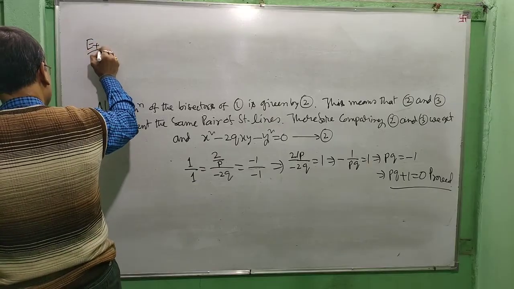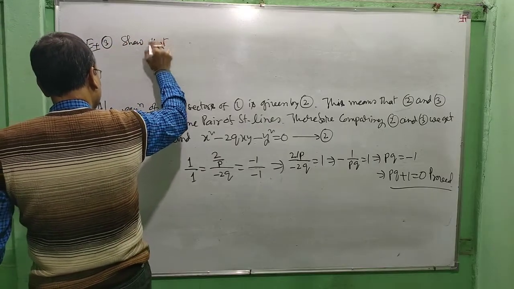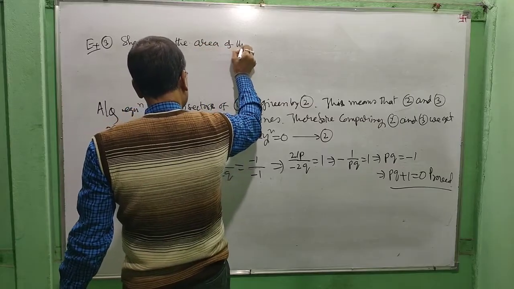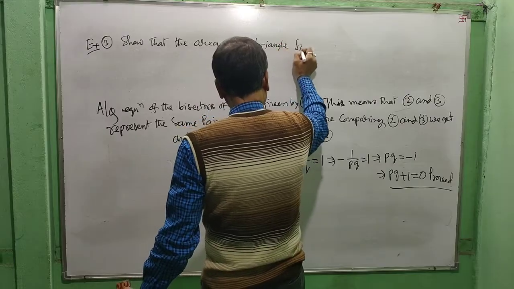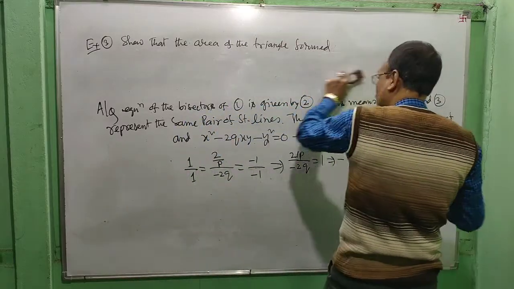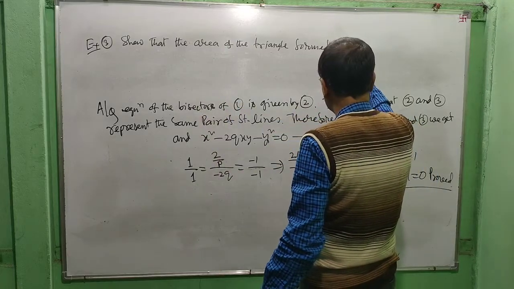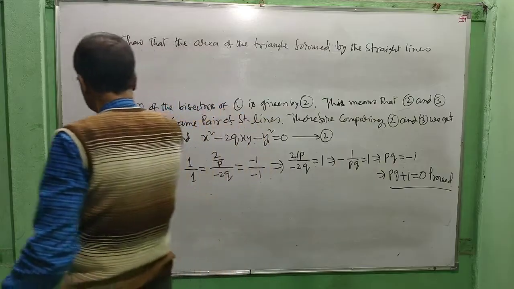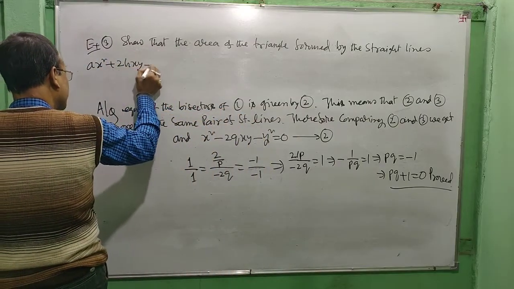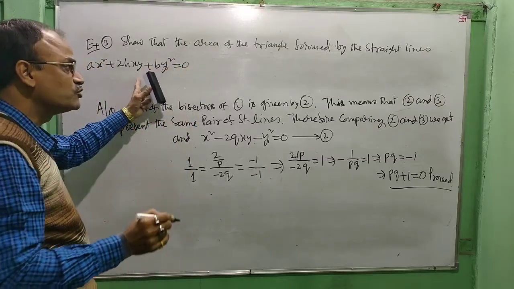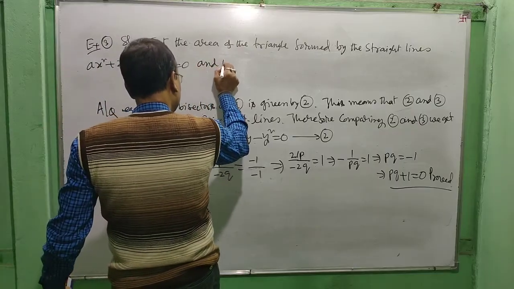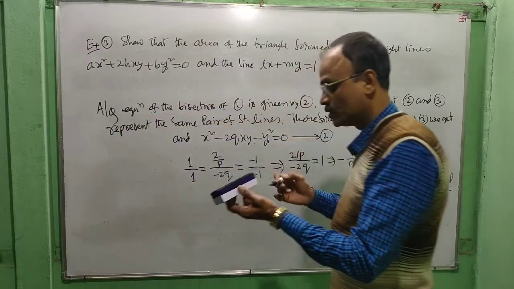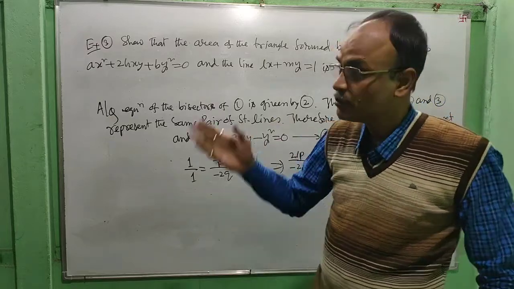Today's example number 3. Show that the area of the triangle formed by the straight lines ax square plus twice hxy plus by square equal to 0, which represents two straight lines passing through the origin, and the line lx plus my equal to 1, is... we have to find the area of the triangle formed by three lines.